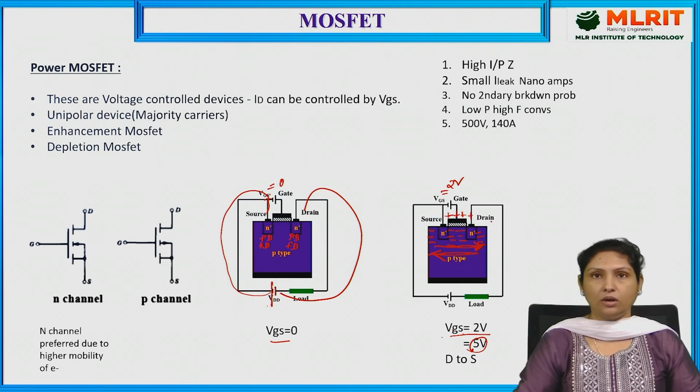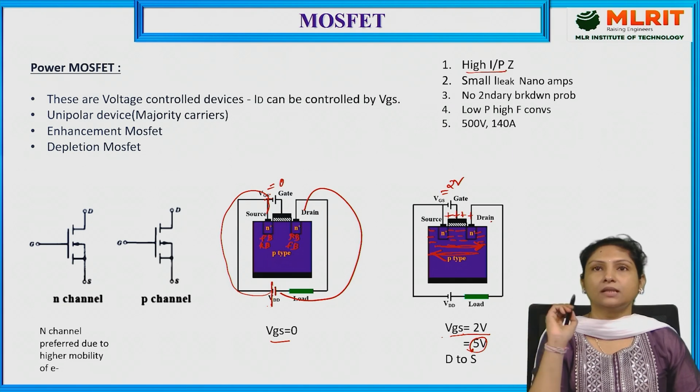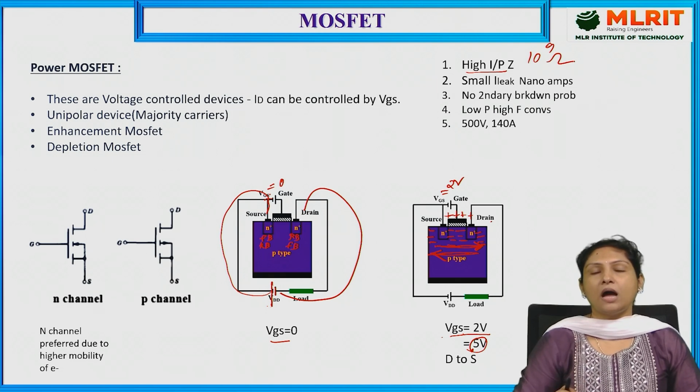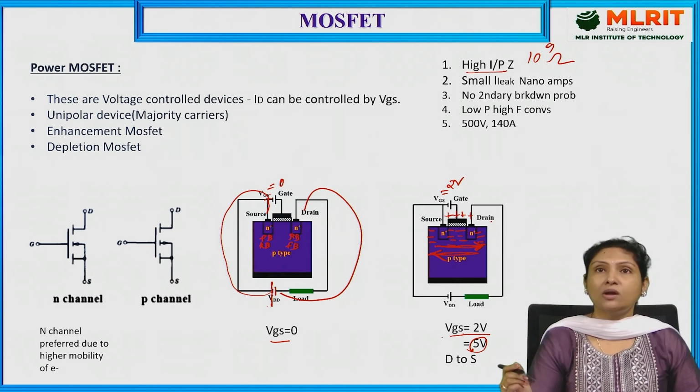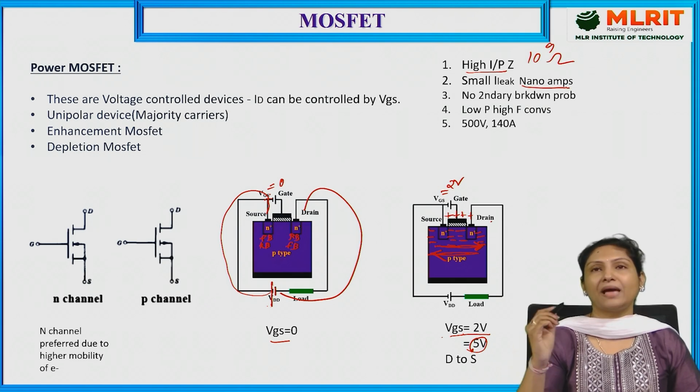So this is all about the normal MOSFET, and if you see the characteristics of a power MOSFET, it has got high input impedance of about 10 to the power of 9 mega ohms. And it has got small leakage current. The leakage current of this particular MOSFET will be very small, in the range of nanoamperes.